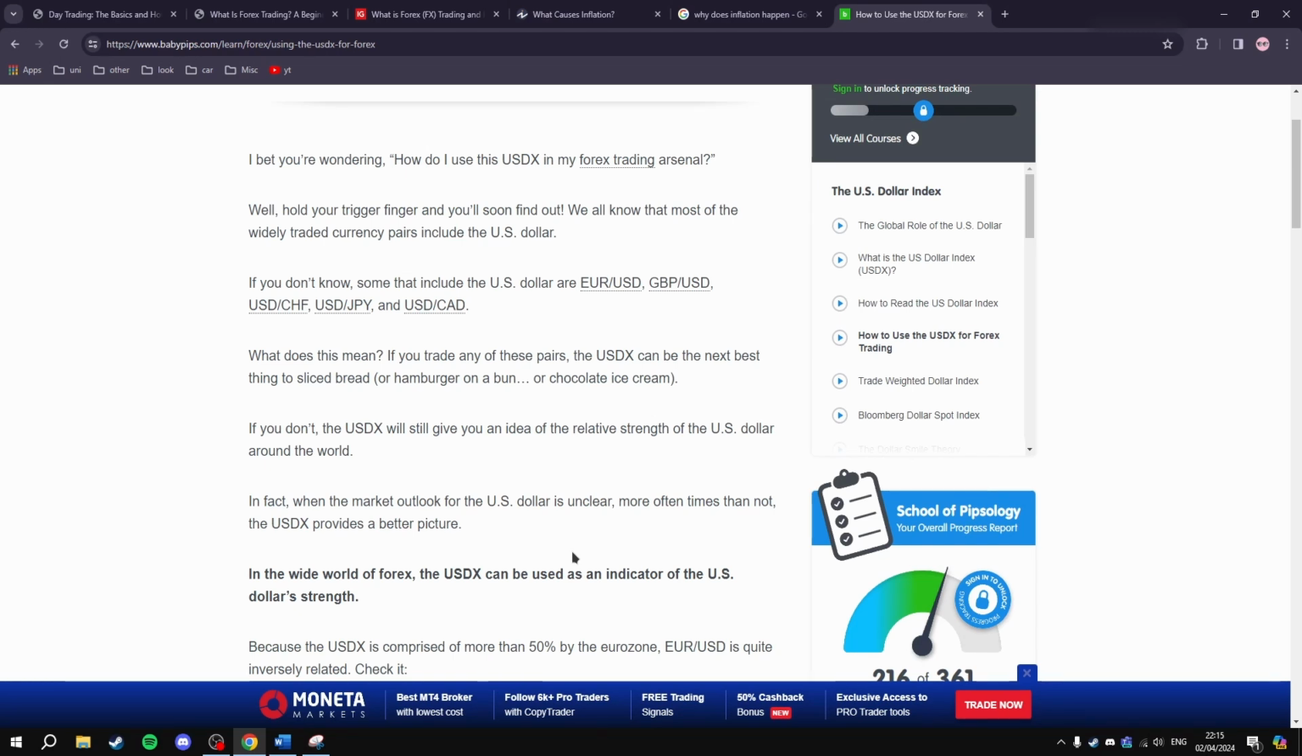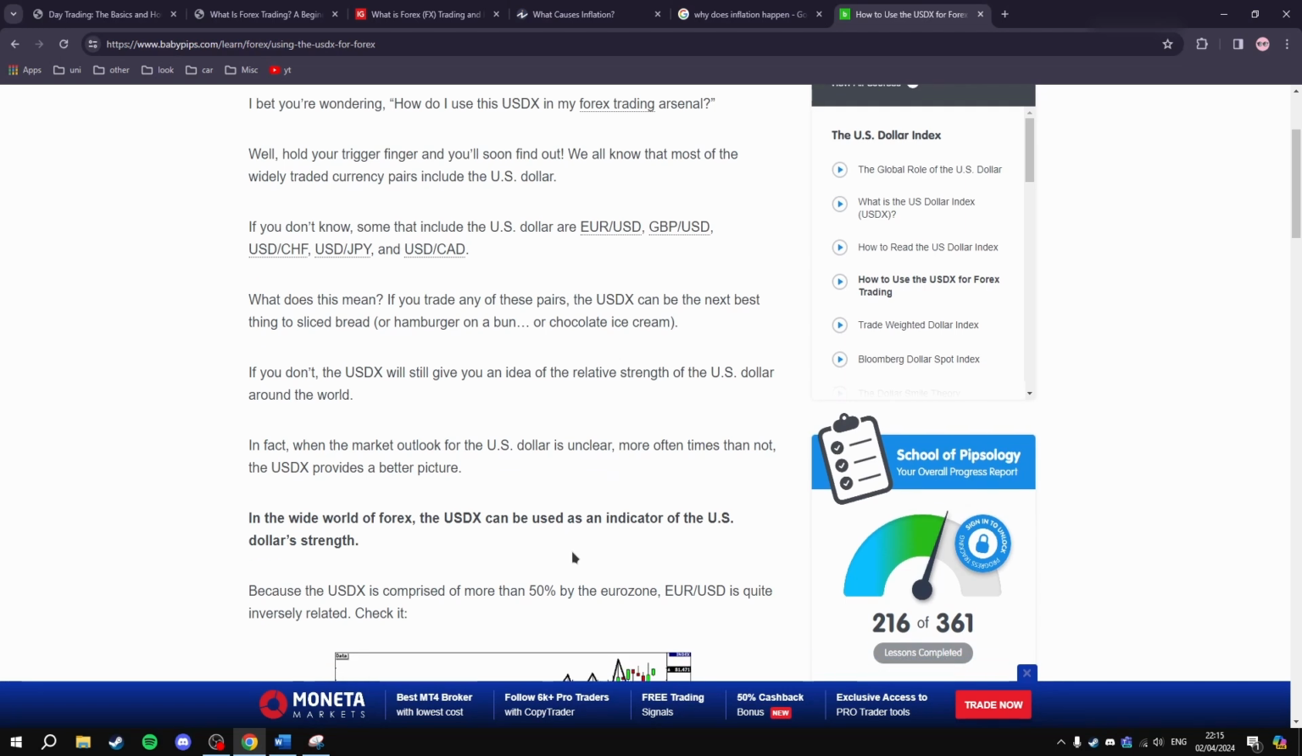We all know that most of the widely traded currency pairs include the US dollar. If you don't know, some that include the US dollar are EUR USD, GBP USD, USD CHF, USD JPY, and USD CAD. What does this mean? If you trade any of these pairs, the USDX can be the next best thing to sliced bread or hamburger on a bun, or chocolate ice cream.